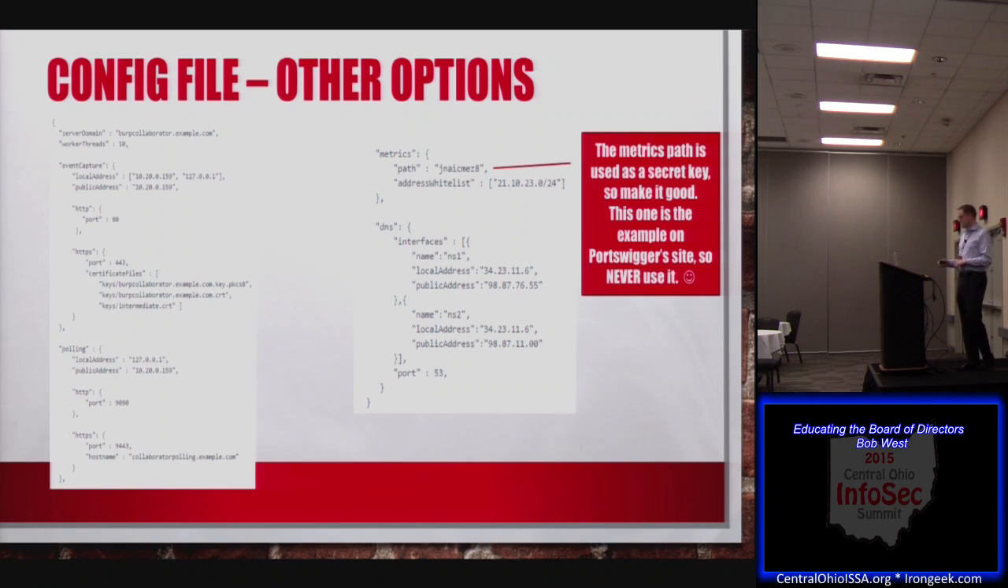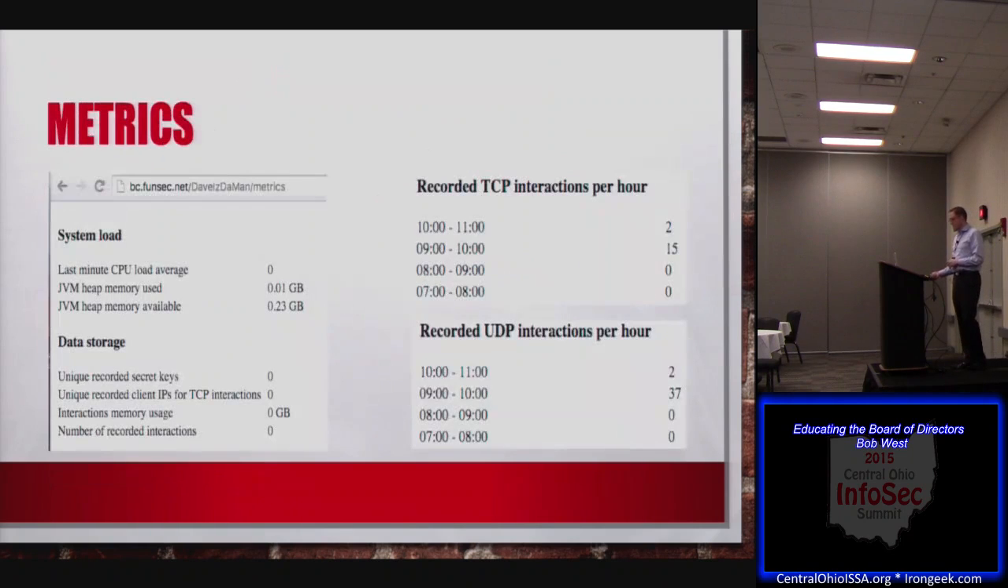And then notice, I did call out here, in the example on the site, they give an example of what the path is for the metrics. You don't have to use that, but don't use that. It's an example, so I'm sure if you find a Burp Collaborator server somewhere, you're going to find one at some point that has that as the secret key for the metrics path. This is the basic information you get from the metrics. It's really not all that interesting, but you can see how many interactions there were per hour, etc.